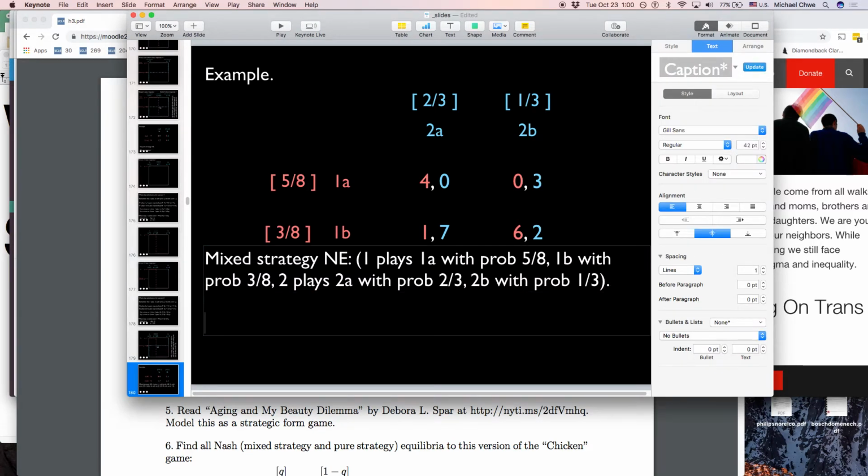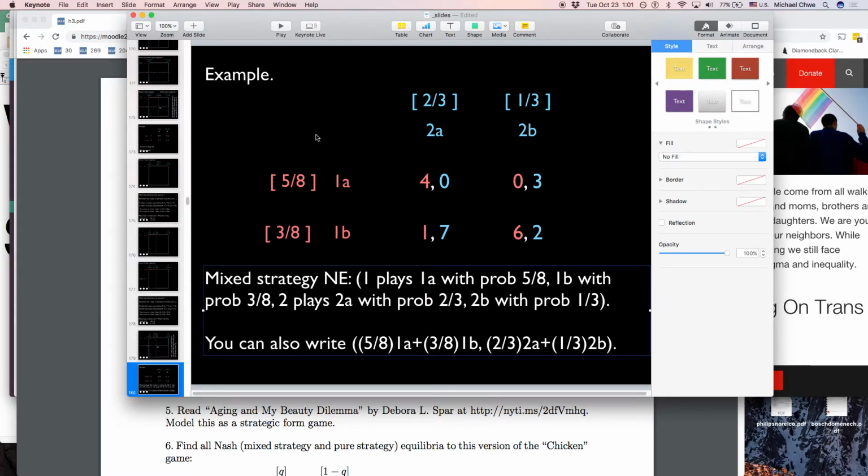For the record, you can also write 5/8 1A plus 3/8 1B, and 2/3 2A plus 1/3 2B. Okay. Yeah.